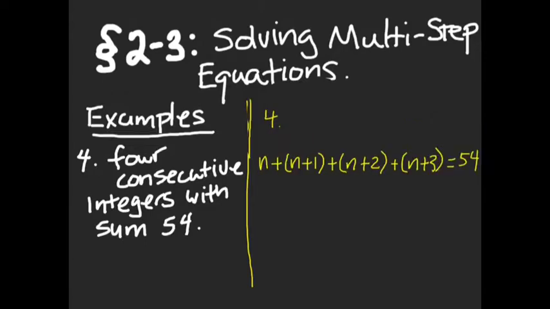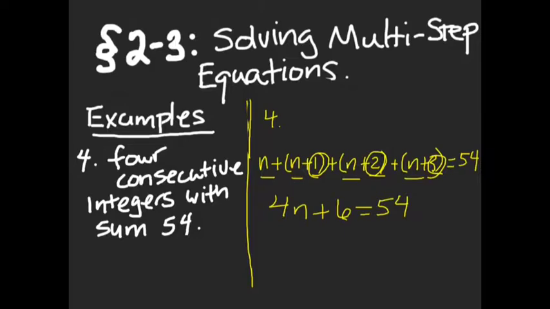Now what we need to do is join like terms on the left side of this equation. So I see that I've got not 1, not 2, not 3, but 4 n's. So if I add up all 4 of these n's, I get 4n. Then I've got these other terms, 1, 2, 3. I'm going to add those guys up, and 1 plus 2 plus 3 is 6. So 4n plus 6 is equal to 54. This looks just like any other equation that we've been working on in this multi-step section.